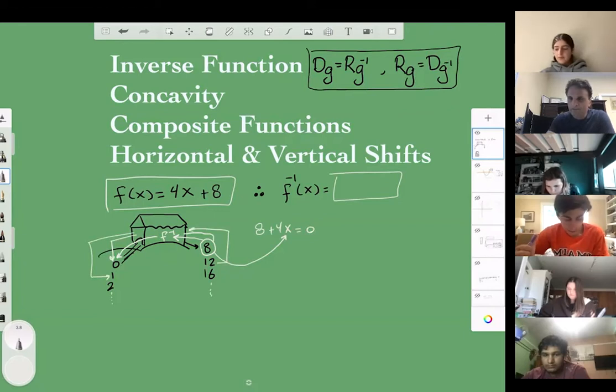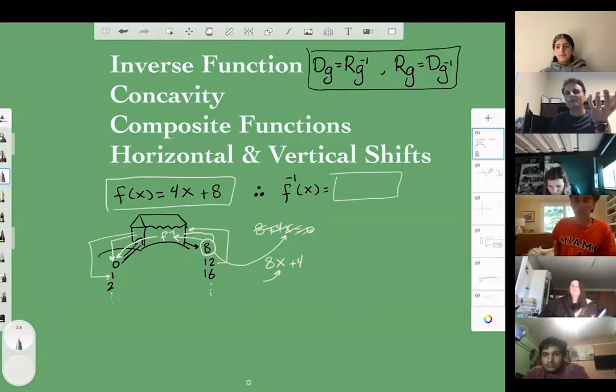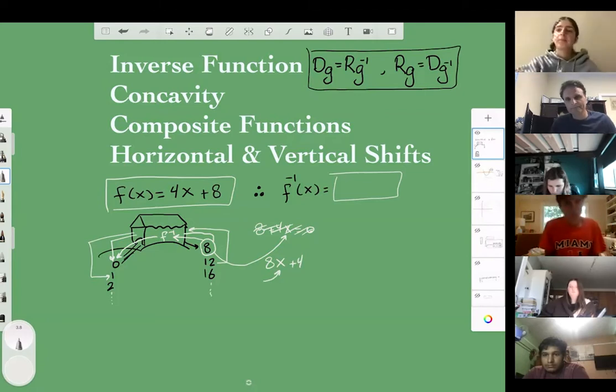Good. Would it be 8x plus 4? Again, if I put 8 here, 8 times 8 is 64 plus 4 is 68. Supposed to get 0. Very good try. But there should be a logic. If there's a logic for it, then it should be a formula.